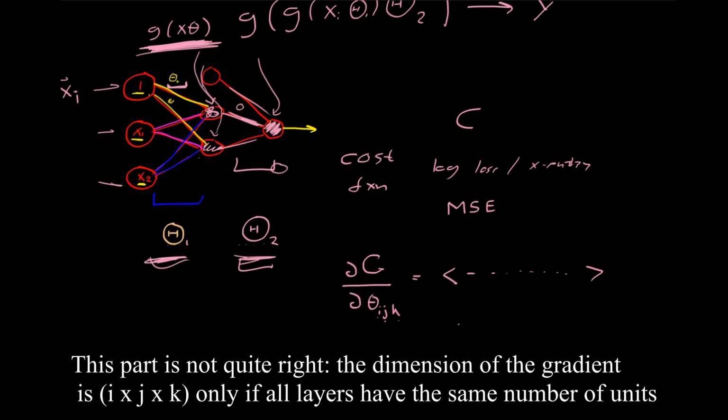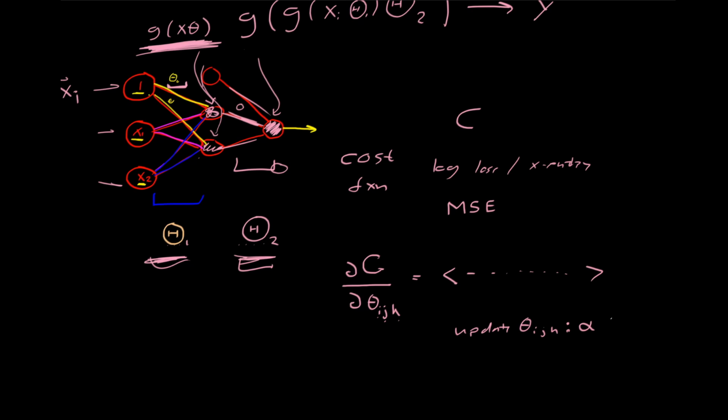So just update theta_ijk using some small step times the negative of the partial derivative.